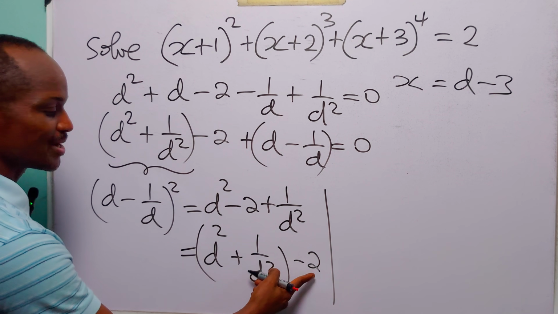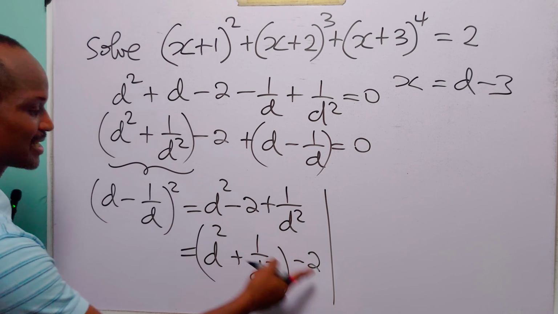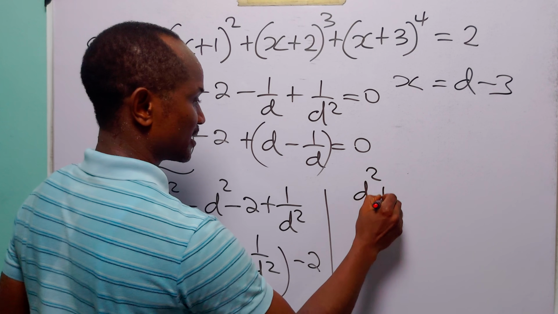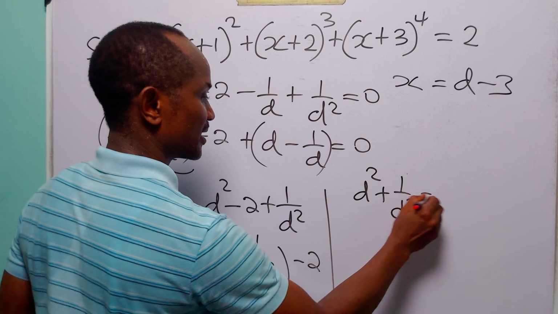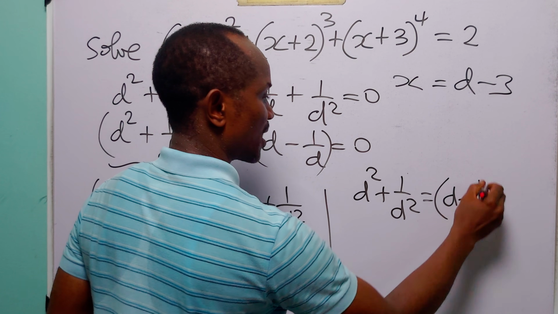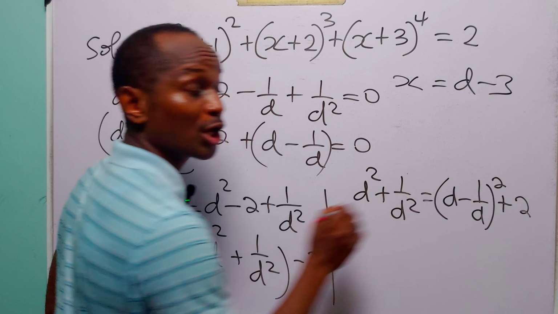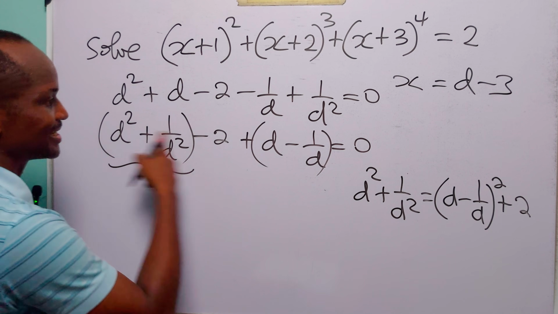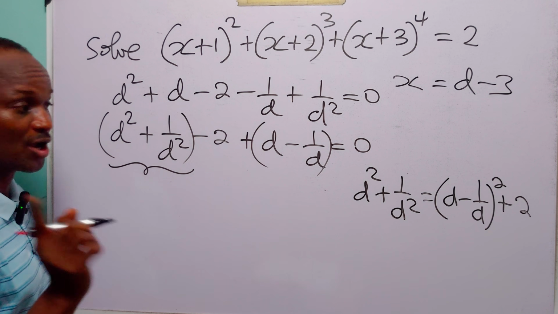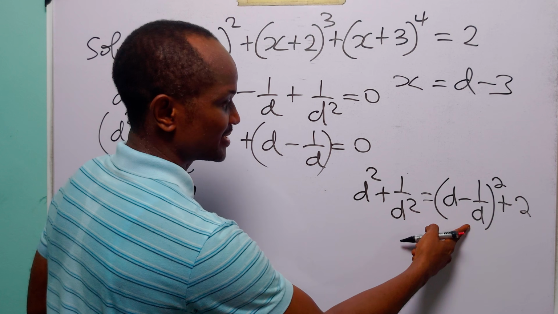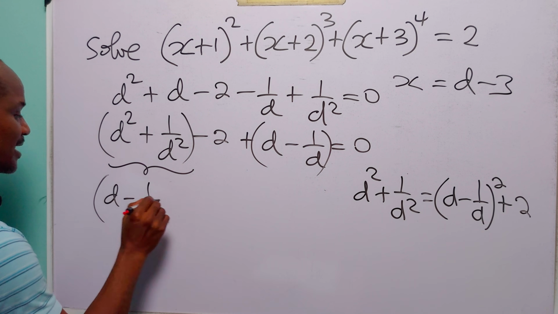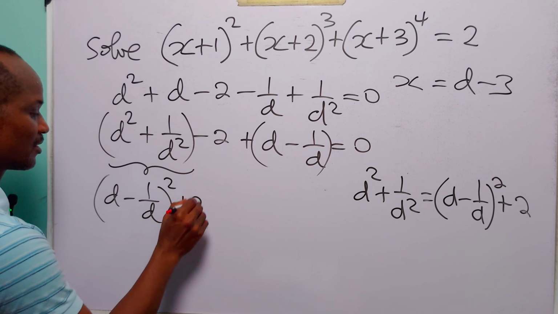Now notice that if we add 2 to both sides of this equation, then we have that d squared plus 1 over d squared is equal to d minus 1 over d, squared plus 2. That means that in this equation, we can now replace d squared plus 1 over d squared with d minus 1 over d, squared plus 2. So when we do that, we have d minus 1 over d, squared plus 2.